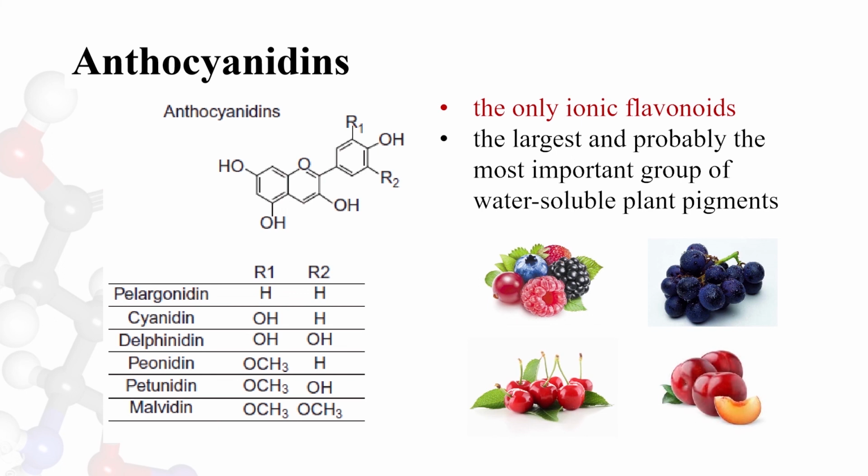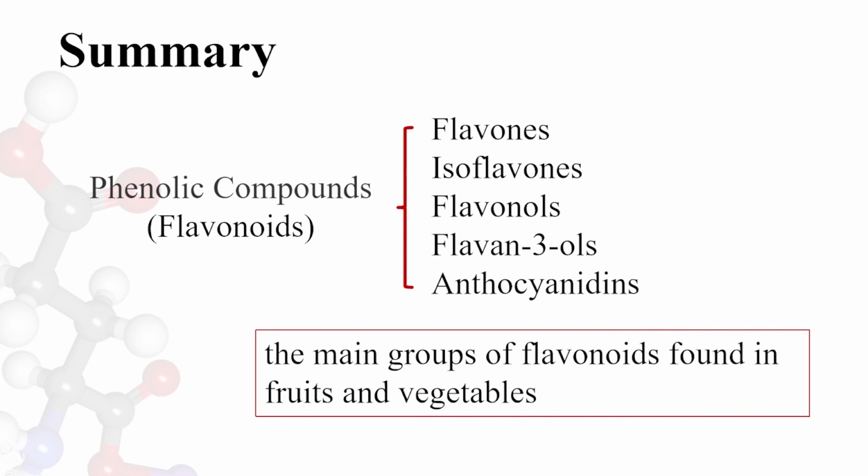Almost all anthocyanins are glycosylated derivatives of 6 anthocyanidins, namely pelargonidin, cyanidin, delphinidin, peonidin, petunidin, and malvidin. As a summary, we have discussed one of the major categories of plant-based bioactive food components, which are phenolic compounds, or more specifically flavonoids. Therefore, through this video, I hope that you are able to gain a general understanding of the classification, source, and structure of flavonoids.